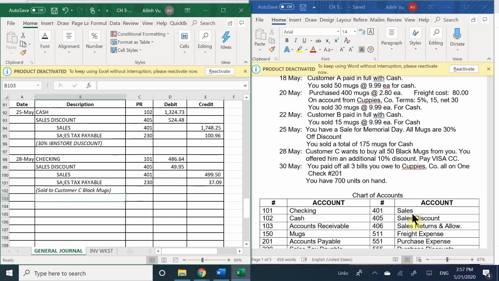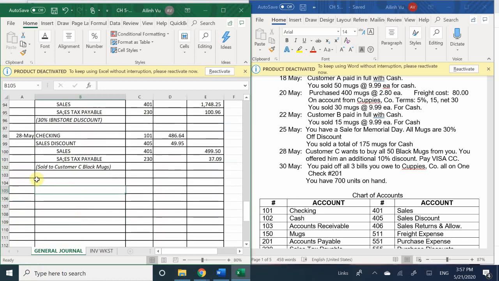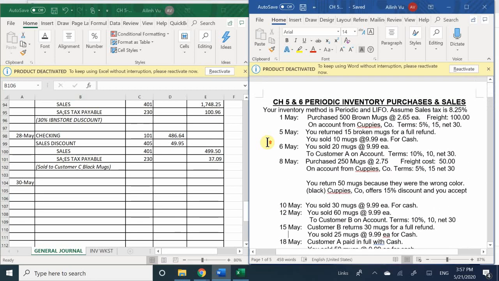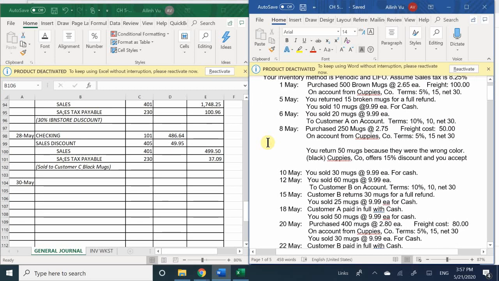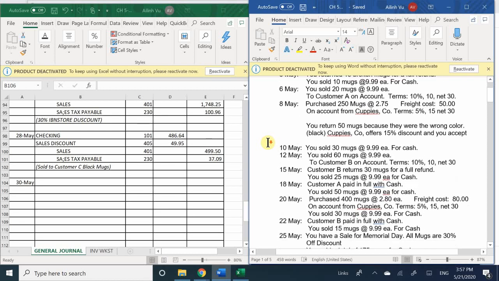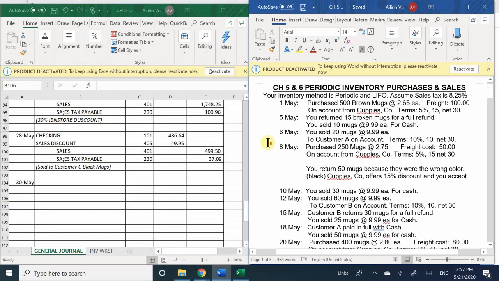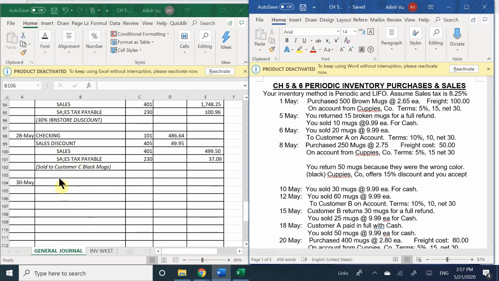All right. So finally, we are on the last section here. On May 30th, what happened? Paid off all 3 bills you owed, all in one check, number 201. So how many bills have we created? We have a total of 3 bills, and we decided to pay them all off. So let's go ahead and tackle one bill at a time.